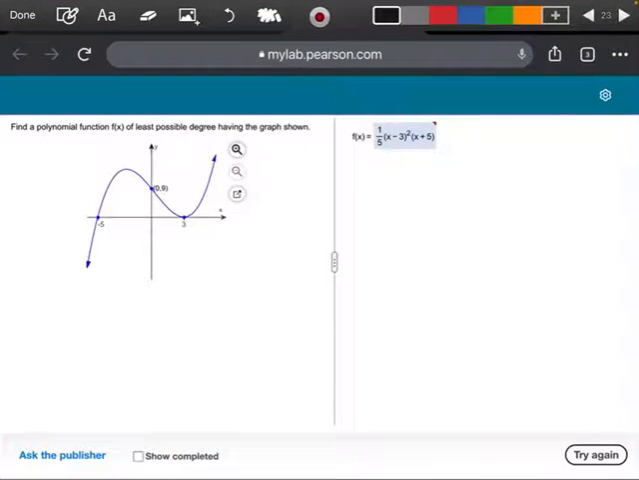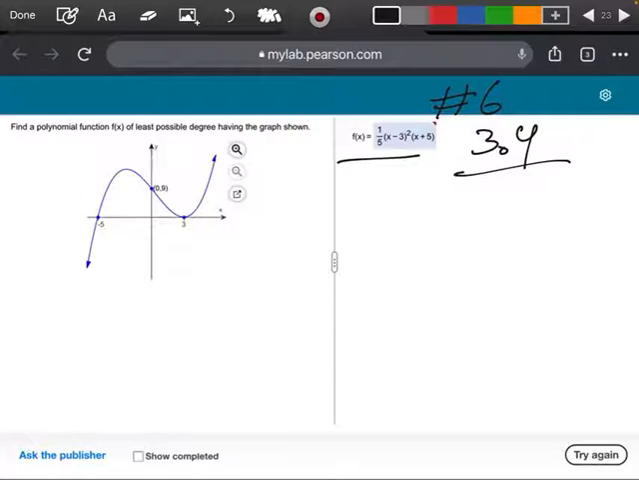All right, here's another problem, y'all. This is number 6 out of 3.4, so I'm going to write that down up here just so y'all know what it is. This is number 6 out of 3.4, okay? And here's the actual answer. We're trying to figure out, okay, how do we get that answer? So it says, find a polynomial function of least possible degree having the graph shown.